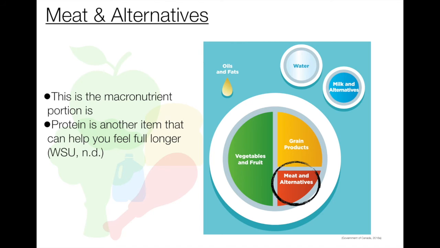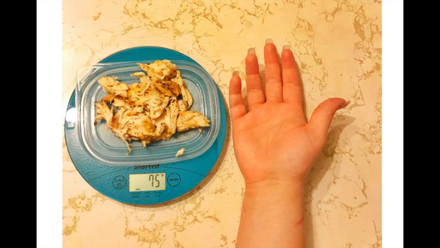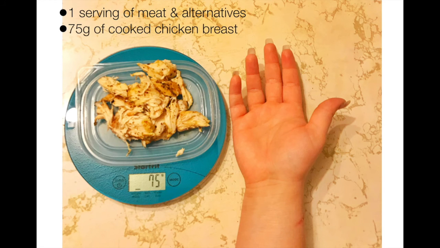Protein is another one that helps you feel full a lot longer. Protein is also great because it helps with the development of muscles. So another great thing that we should be including in our diet. So if you look, here's another portion comparison. So this is my hand compared to 75 grams of cooked chicken breast, which is 1 serving of meat and alternatives.